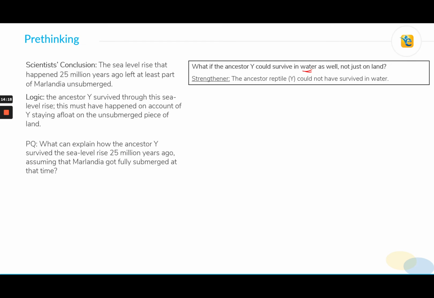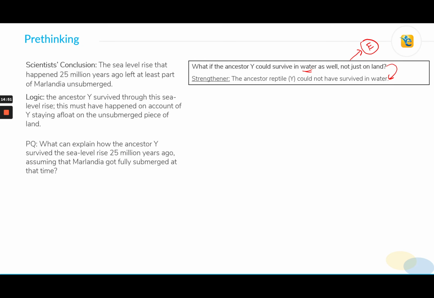So if you want a strengthener here, you should guard against the situation. Essentially, we have to say something which says this ancestor reptile, that is Y, could not have survived in water or underwater. There's no way it could have survived when the island got submerged. This in fact is in line with the correct answer. The correct answer here is option E. This pre-thought idea is in line with option E. Alright, but this is not the only situation.